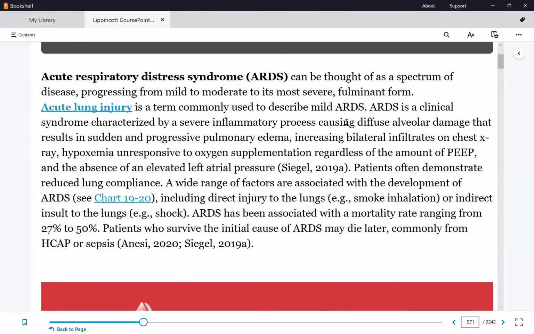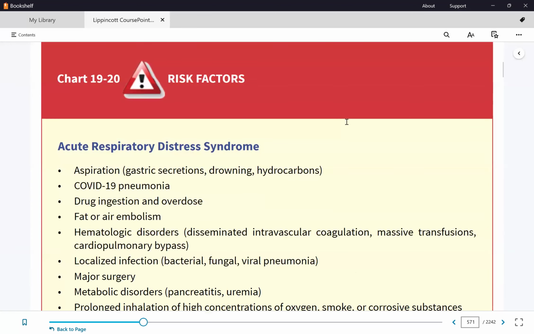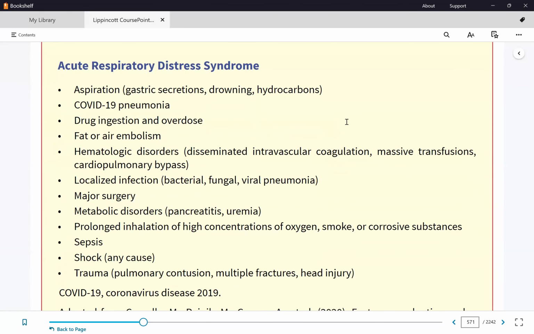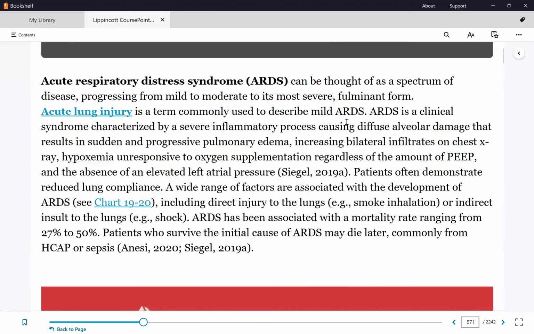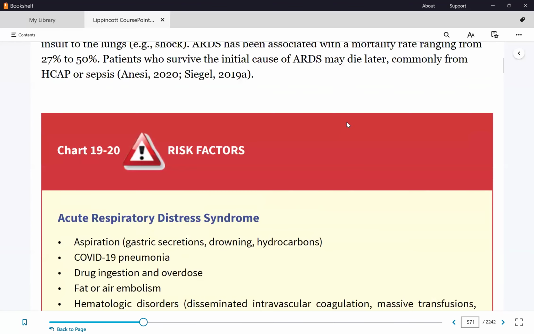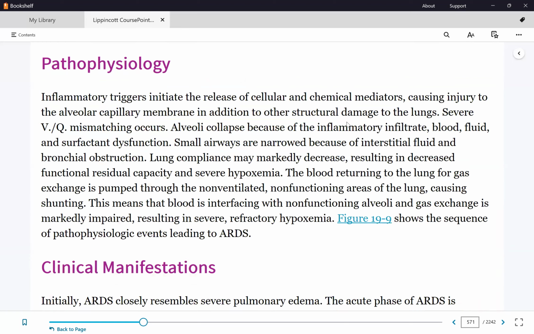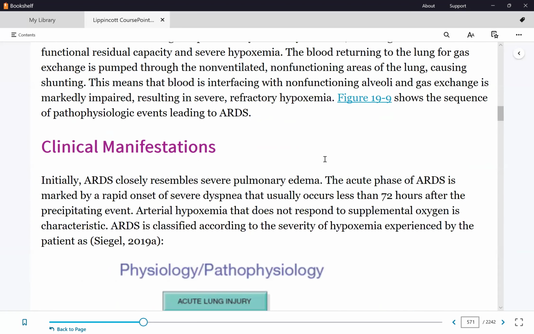So any question about the pathophysiology? So again, it's a form of acute lung injury caused by these here. Chart 19-20 all lead to acute lung injury. Then that triggers the capillary leak syndrome or the increased capillary membrane permeability, leading to ARDS. Treatment. So here's the pathophysiology. So it talks about acute lung injury.